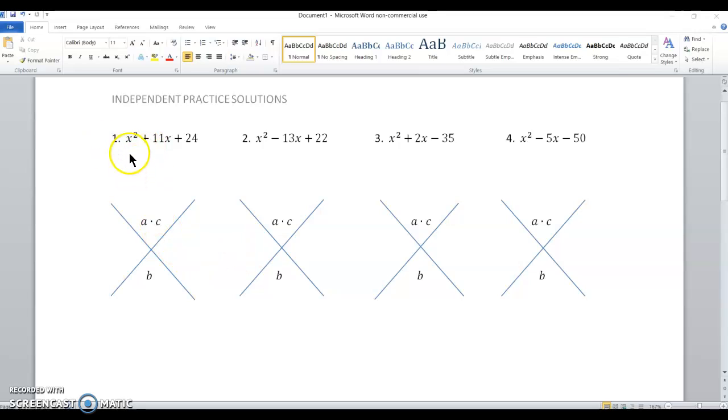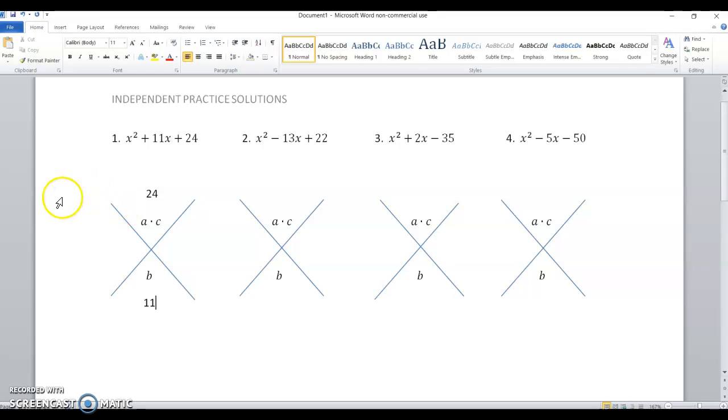So the first one here we got x squared plus 11x plus 24. Remember, it's written in the form ax squared plus bx plus c. So a times c is 1 times 24. That's going to be 24. And our b coefficient is 11. So we're trying to come up with two numbers that multiply to 24 and add to 11.